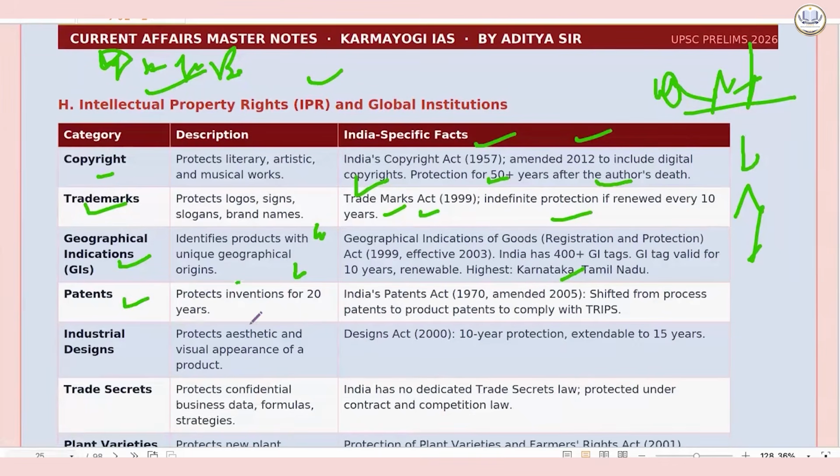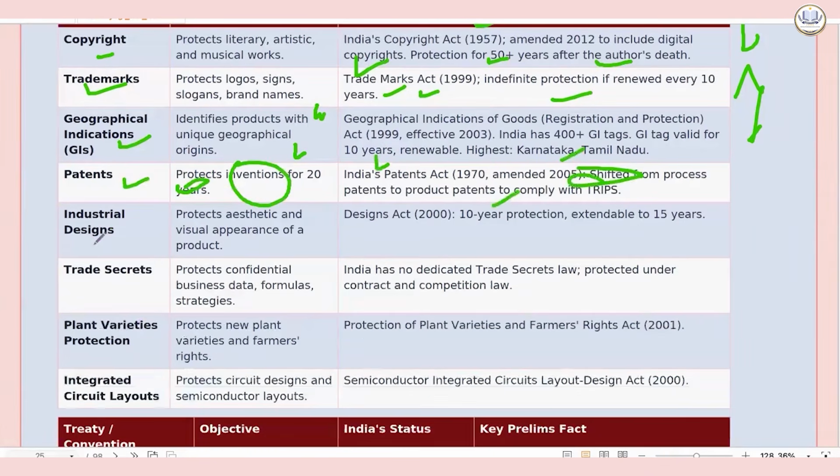Patents protect inventions for 20 years. India's Patent Act was formed in 1970, shifted from process patents to product patents to comply with the TRIPS agreement. Industrial design protects the aesthetic and visual appearance of a product. Design Act 2000, 10-year protection, extendable to 15 years.